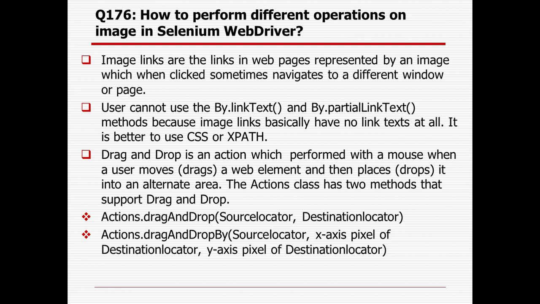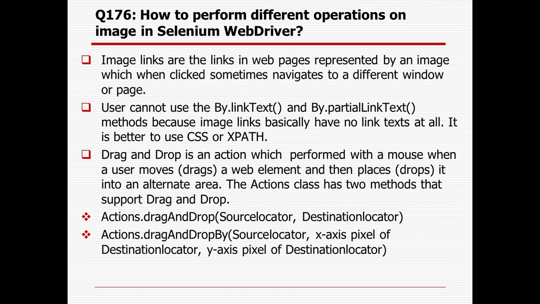Image links are links in a web page represented by an image, which when clicked sometimes navigate to a different window or page. It is a kind of link, so when you click it, it can sometimes navigate to the same page or sometimes open a new page or new window. For images, the user definitely can't use the By.linkText or By.partialLinkText methods because images have no link text at all. That is the reason that whenever we want to identify images, it is better to use either CSS or XPath.